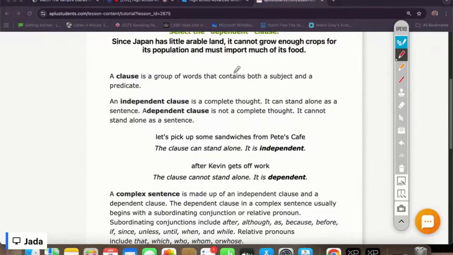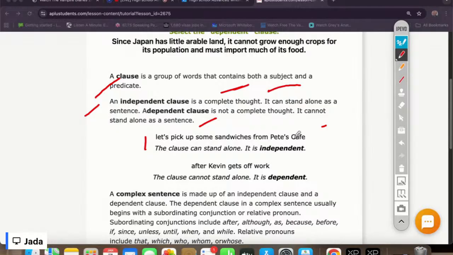Alright, so a clause is a group of words that contains both a subject and a predicate. So a clause has a subject and it also has a predicate. Now, under the clause, we have independent and dependent clauses. An independent clause is a complete thought, it can stand alone as a sentence. A dependent clause is not a complete thought, it cannot stand alone as a sentence.